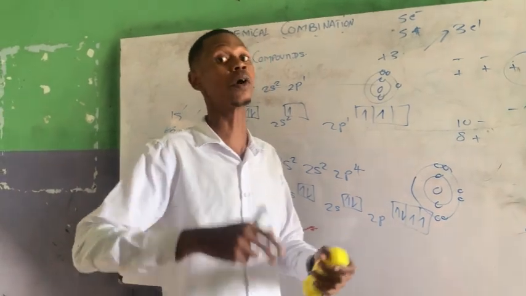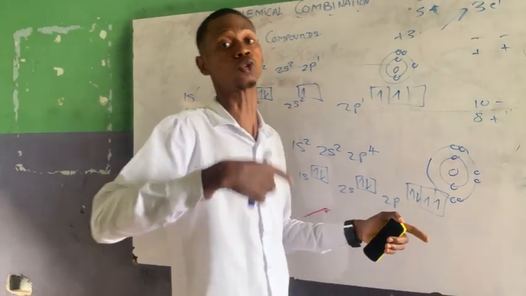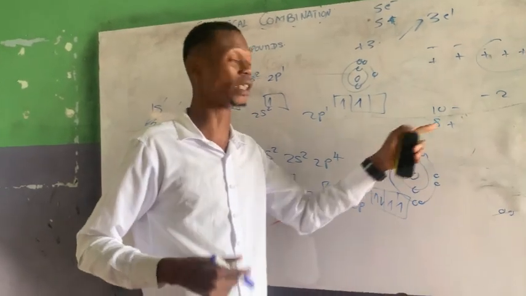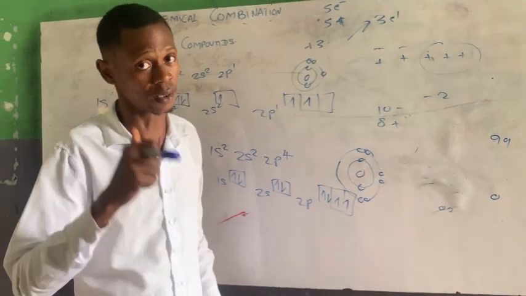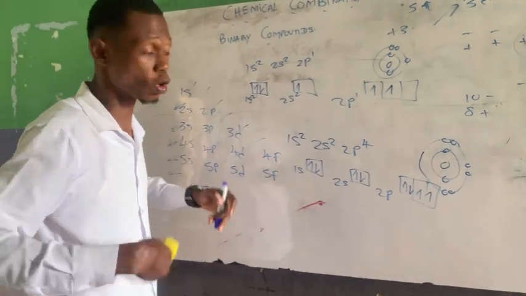Some elements get 2 or 3 valency, or 2 or 3 oxidation numbers. But valency and oxidation number will be the same. If you don't understand, you can watch the video later.